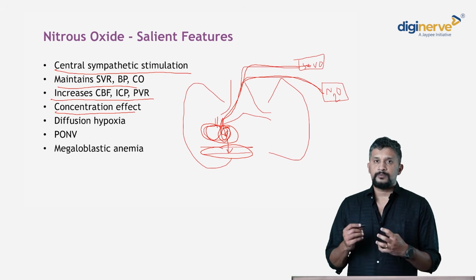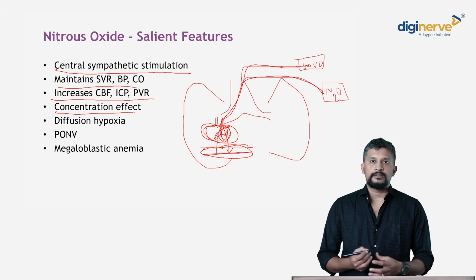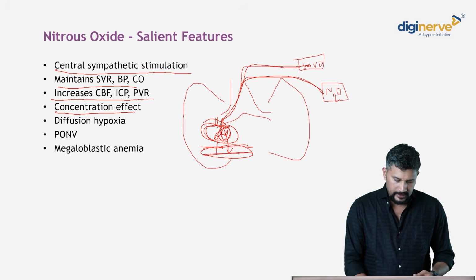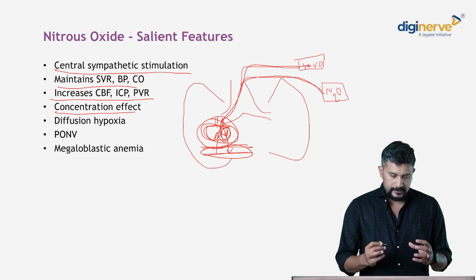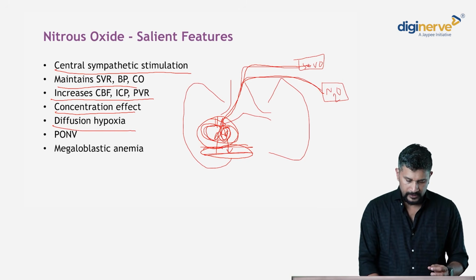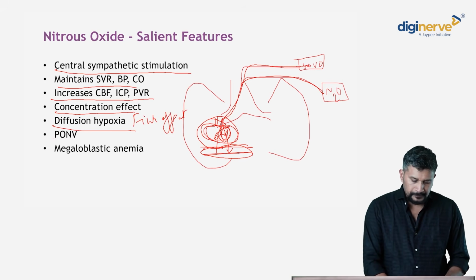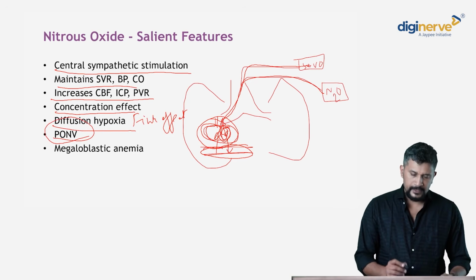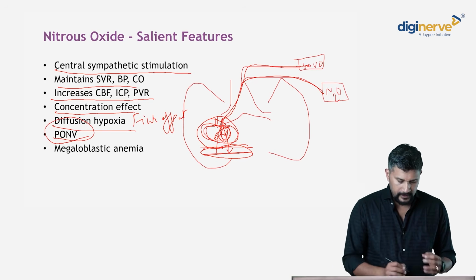The reverse happens when the patient emerges from anesthesia. Nitrous oxide tends to diffuse out rapidly from the pulmonary vasculature into the alveolus. So it dilutes all the gases present within the alveolus, especially your oxygen, leading to what is called diffusion hypoxia or the Fink effect. Again, this is very commonly asked. Please do remember this.